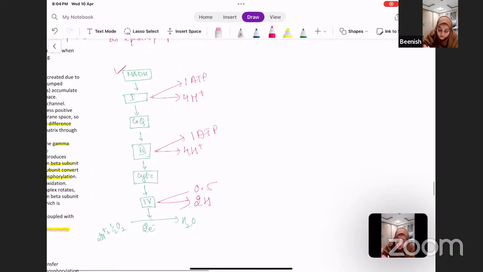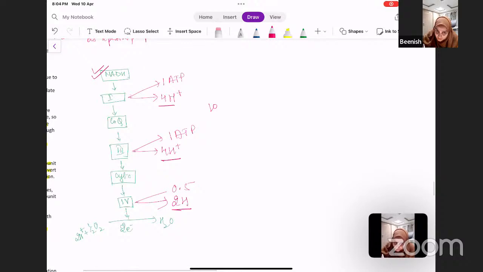So, in case of NADH, there are 4, 4, 8, 10 protons pumped, so you get 2.5 ATP synthesized. Okay, so this was for NADH.